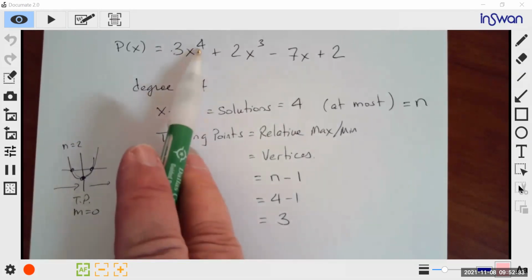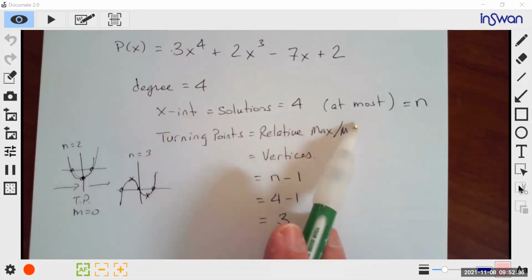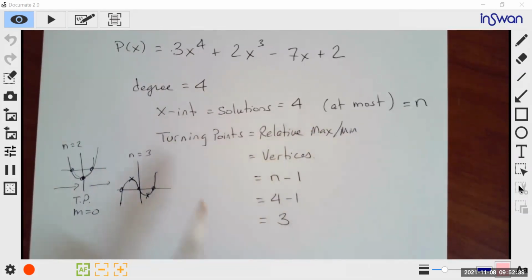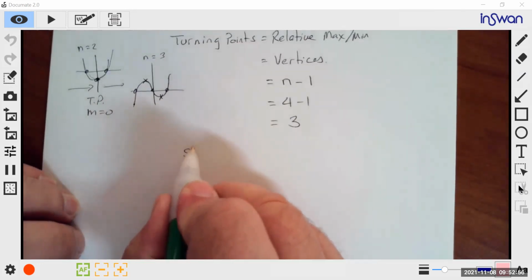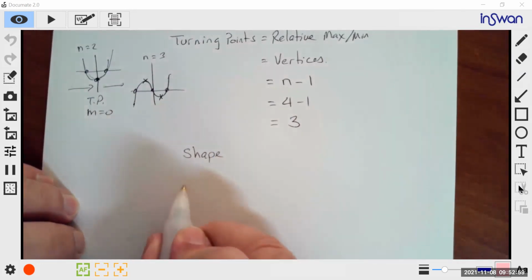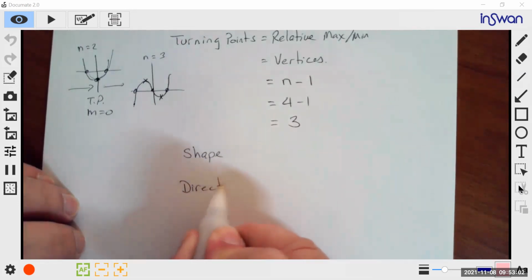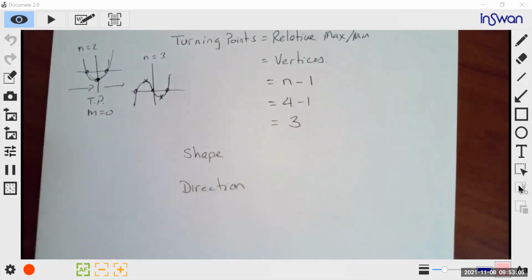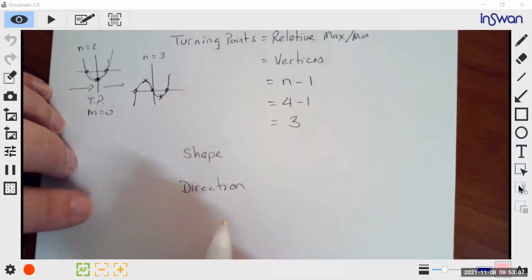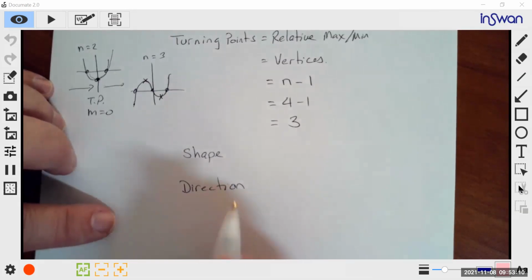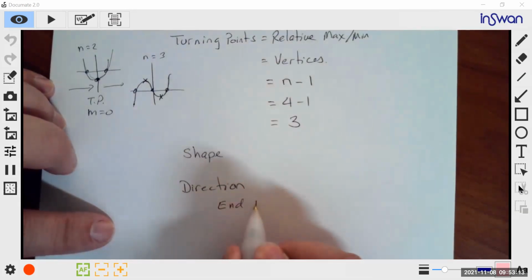So we see it's a 4th order equation. That means we're going to have 4 solutions, 3 turning points. What else can you tell me just by looking at it? What's the shape of the curve? Just by looking at the equation, you can tell me the shape of the curve, the direction of the curve, which is the end behavior.